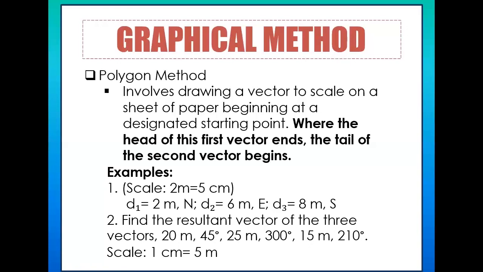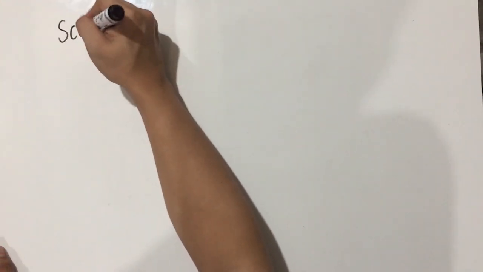For number 2, we still have to look for the resultant vector of three vectors: 20 meters at 45 degrees, 25 meters at 300 degrees, and 15 meters at 210 degrees, using the scale 1 centimeter is equal to 5 meters. We're going to apply the protocols for the polygon method, and let's see if we can really determine the magnitude and the direction of the resultant vector. Now let's solve example number 1.